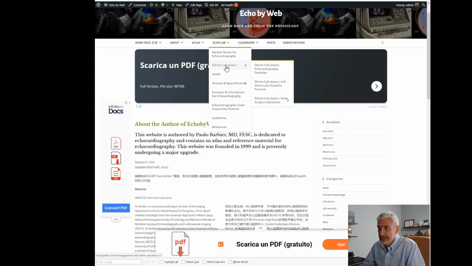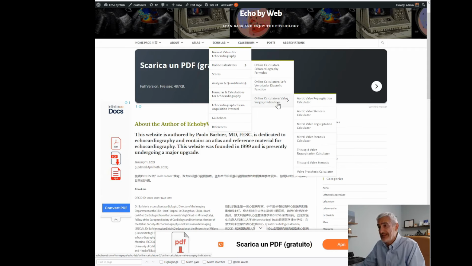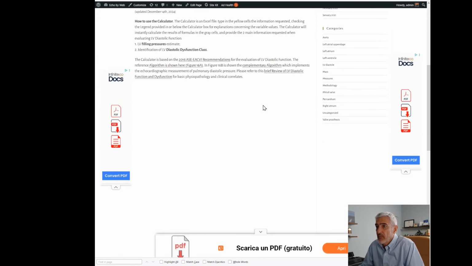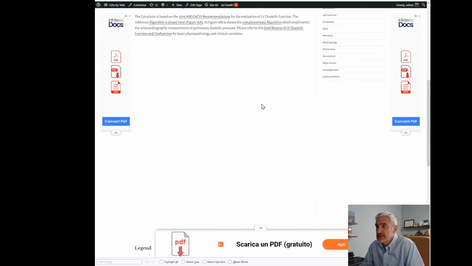And online calculators. Here I have created Excel spreadsheets that you can use on the website with calculations for echocardiography, evaluation of diastolic function based on the 2016 guidelines, and, based on the European guidelines, indications for surgery or transcatheter therapy for the different valves, aortic, mitral, and tricuspid. For example, the calculator here for diastolic function, if you scroll down, is here.